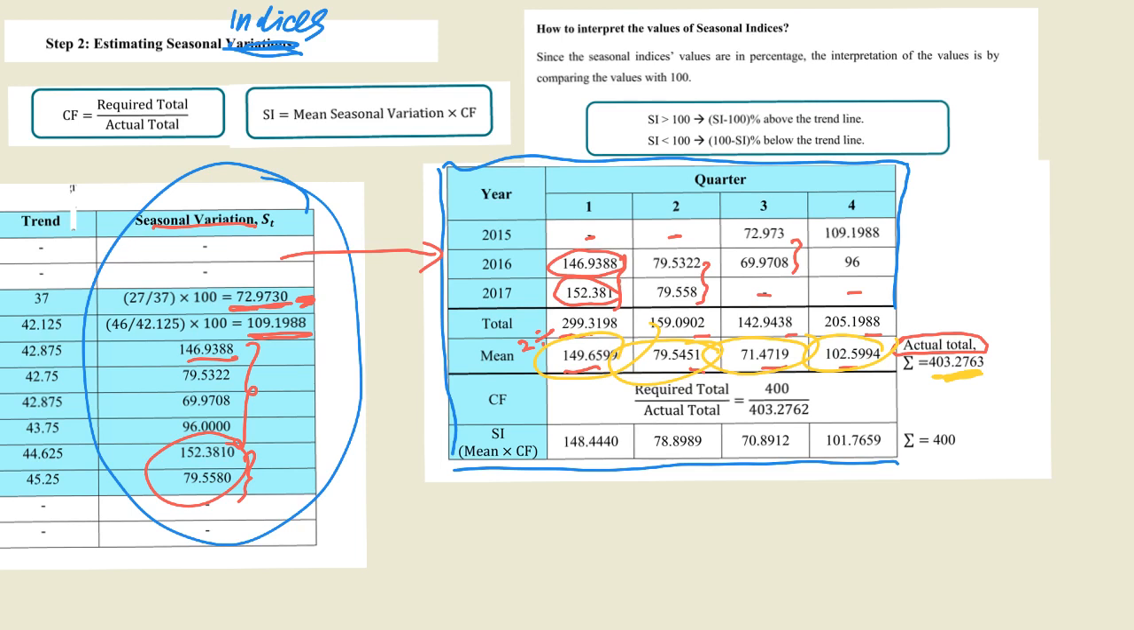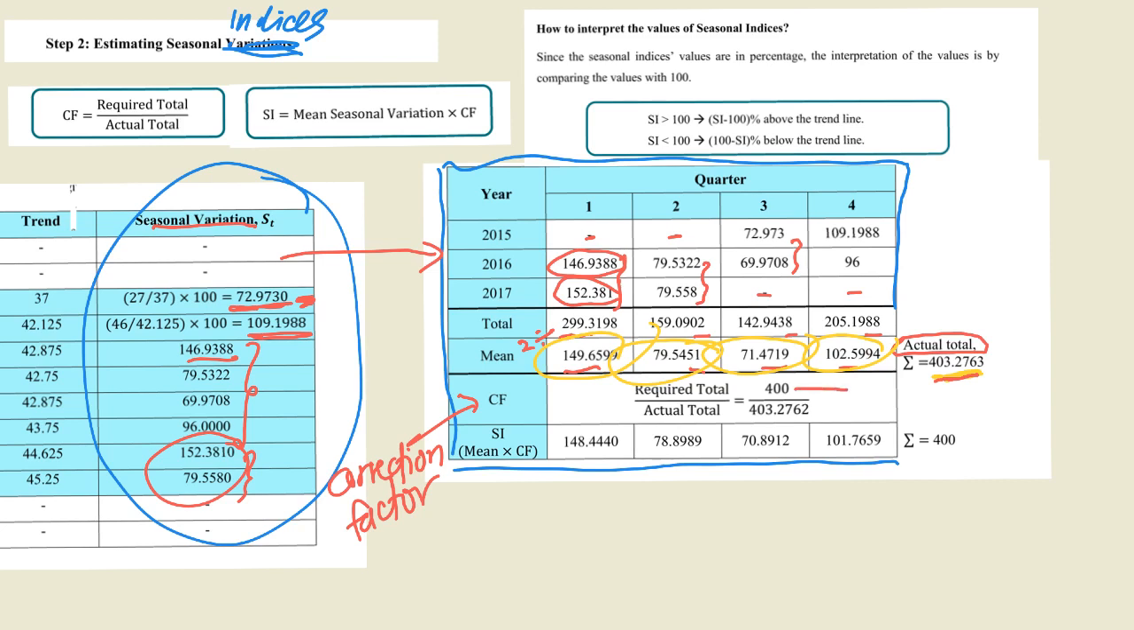Okay, so the next step, you need to calculate CF. CF is actually correction factor. So the formula for the correction factor is the required total divided by actual total. So we have the actual total, but what is the required total?